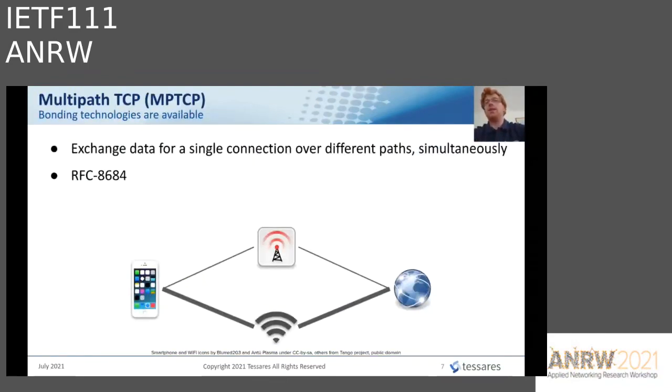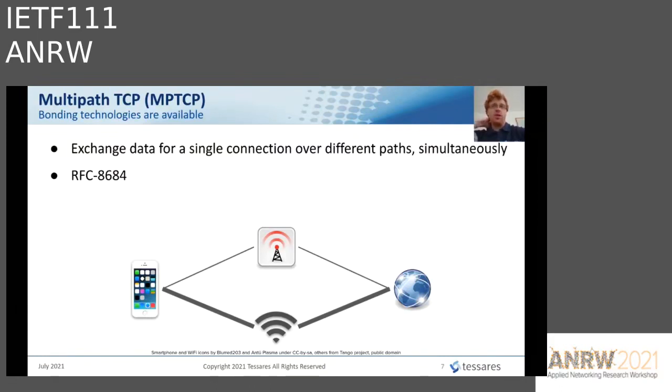Multipath TCP can help you there. MPTCP is an extension to TCP, and it's standardized in the RFC 8684. To describe MPTCP, we can do that in one sentence. It allows to exchange data for a single connection over different paths simultaneously or not. Instead of having one connection limited to one path, the same connection can go over multiple paths.